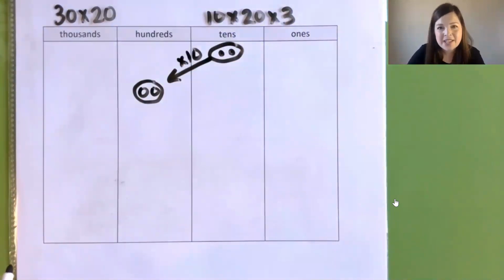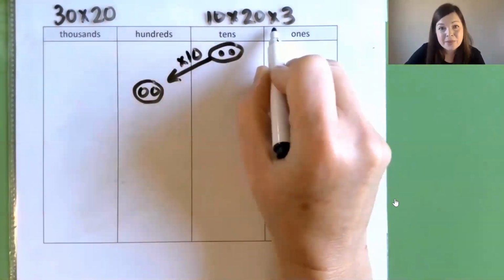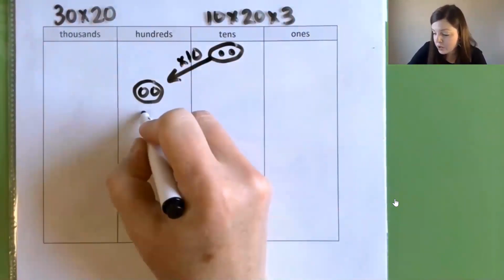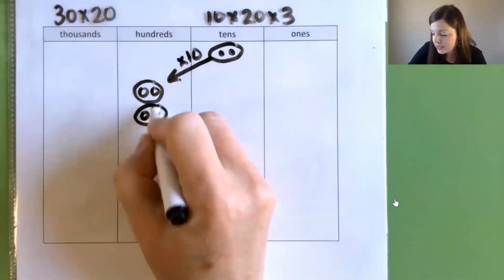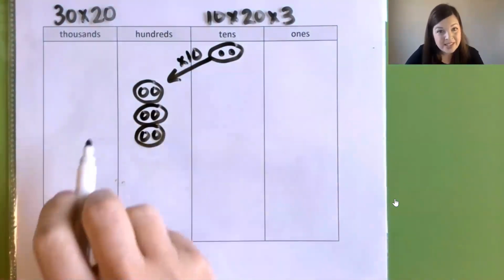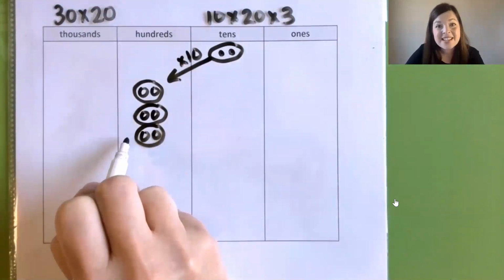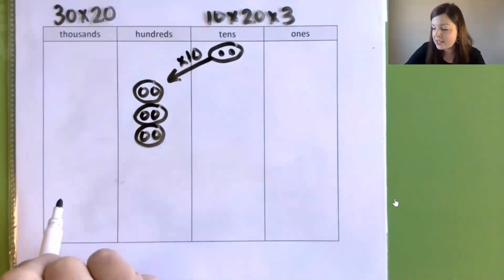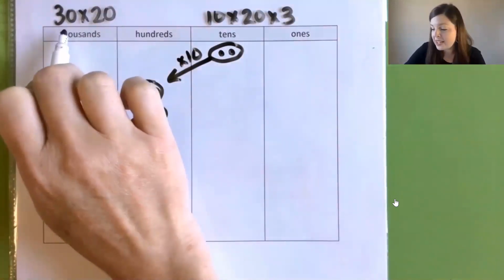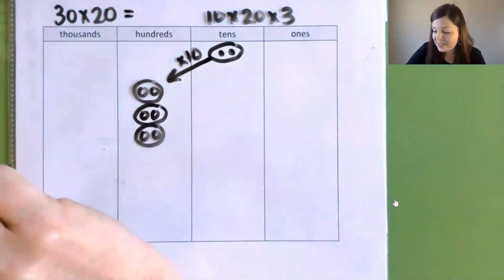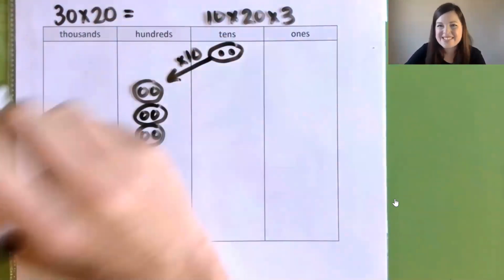And how would we represent 200 times 3? We could triple this group. So we could draw 2 more groups of 2 hundreds, which equals how many hundreds? 6 hundreds. So 200 times 3 equals 600. So what is 30 times 20? 30 times 20 equals 600.